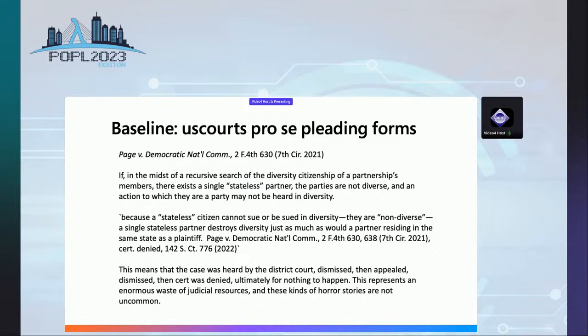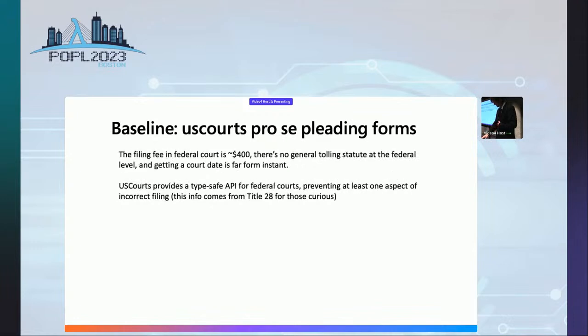If you want to go look it up, Page versus Democratic National Committee is a very recent, high-profile case in which there's this massive argument about how exactly we apply this particular subset of diversity cases where someone is a stateless entity in a partnership. If you're suing a partnership, in order to determine diversity of citizenship, you have to recurse through all members of the partnership. If they are themselves partnerships or corporations, you have to apply those tests. It's very difficult to do, not that bad with a computer. And if you screw up any of these things, those are grounds for dismissal.